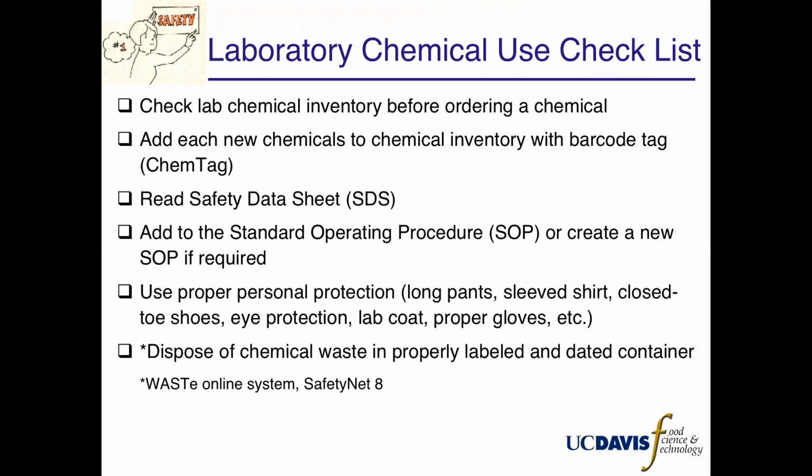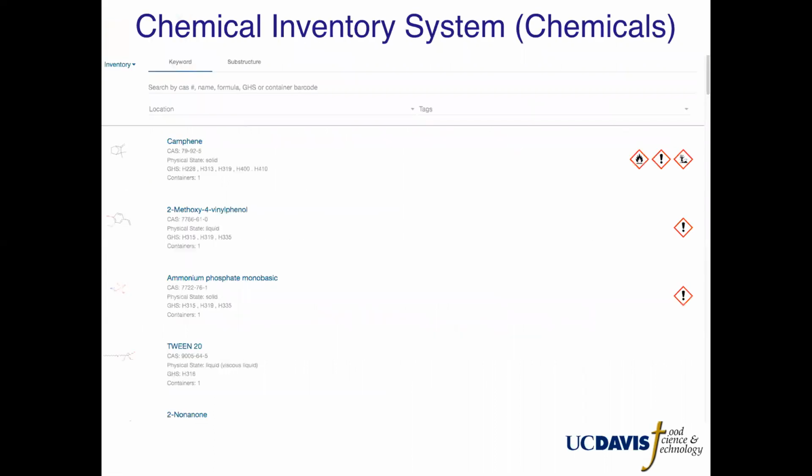If it requires a standard operating procedure, add it to your lab's existing list or create a new one if necessary. Use proper personal protection. And finally, if you are disposing of the chemical or any waste, it must be properly disposed of and in a labeled and dated container. Safety Net 8 details guidelines of proper waste disposal. All chemicals and solutions, including water, must contain a label with a full chemical name and date and must be stored properly.